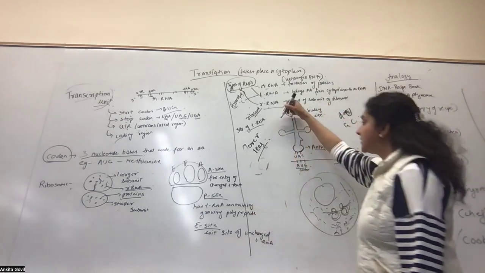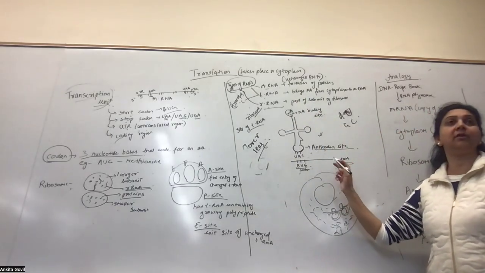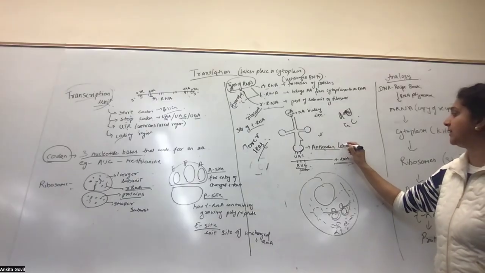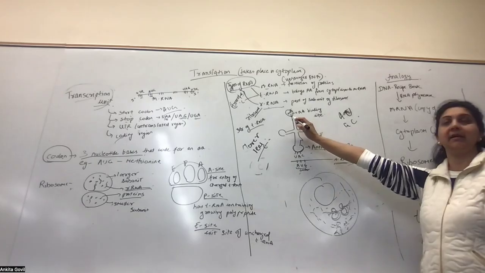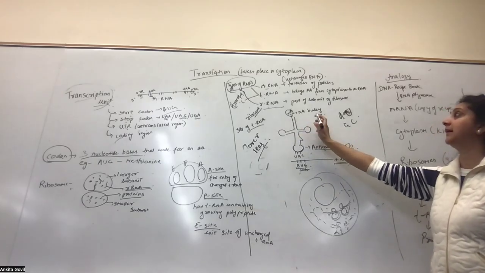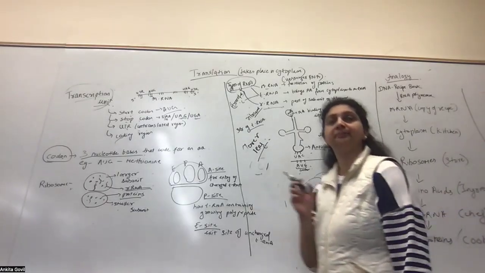All right. So this tRNA has this anticodon arm, or anticodon loop, you can say, which is very important for the recognition of the amino acid. And this is the amino acid binding site where the amino acid actually attaches itself.